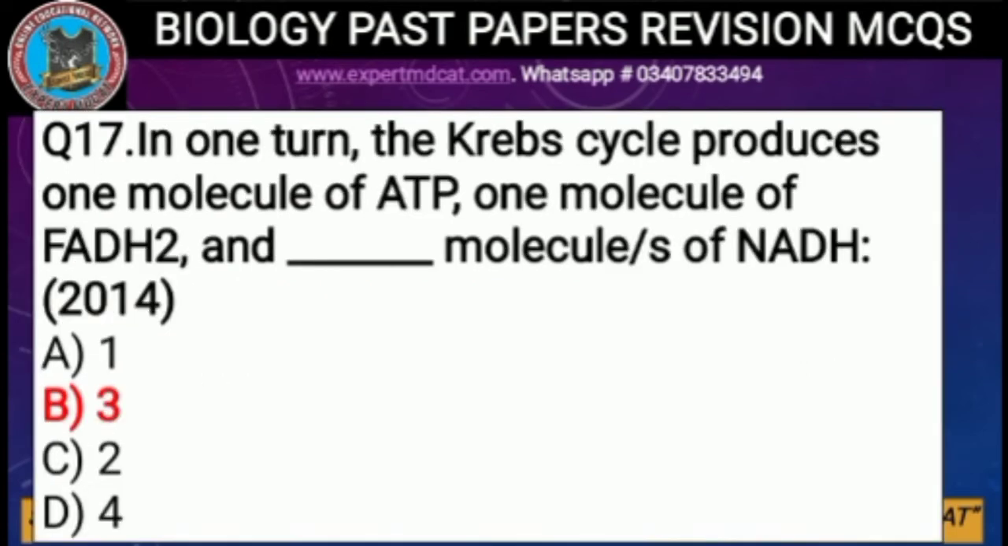Question number 17: in one turn, the Krebs cycle produces one molecule of ATP, one molecule of FADH2, and dash molecules of NADH. Its correct option is B, that is 3, because in one turn, the Krebs cycle produces one ATP, one FADH2, and 3 NADH.